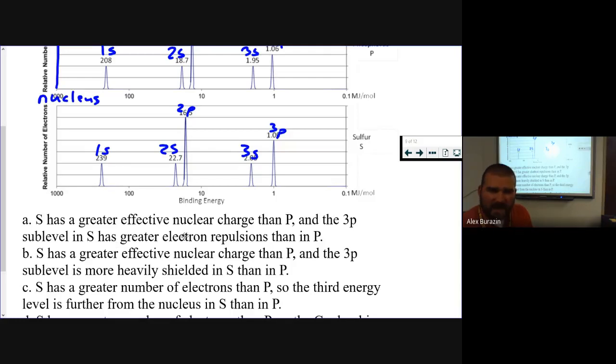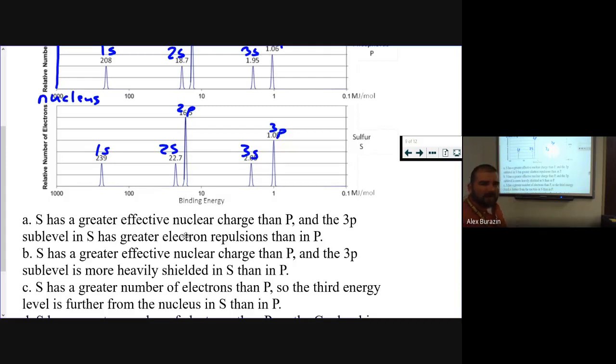Now, does that repulsion make it easier to remove sulfur's electrons? Okay, that's probably like the crux of the explanation here. And that's a tough thing to explain and a tough thing to kind of wrap your head around. So that extra repulsion kind of pushes those electrons further out, okay? It forces them to be just a little bit further away from the nucleus. And as a result, it would make it easier to remove sulfur's 3p electrons, okay? A is the correct answer.